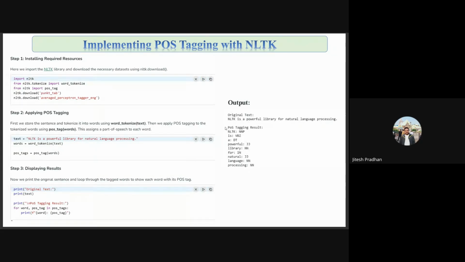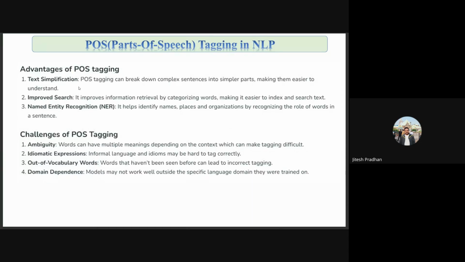Now let's look into the advantages and challenges of POS tagging. Advantages: text simplification, it improves search, and it is used in named entity recognition. Challenges: ambiguity.